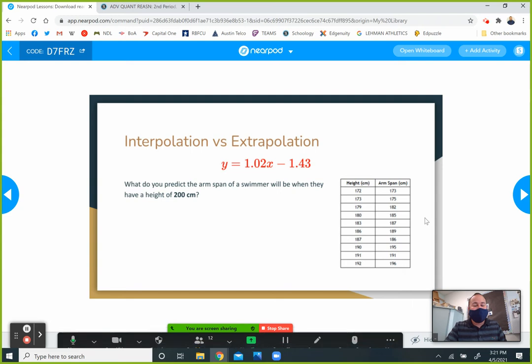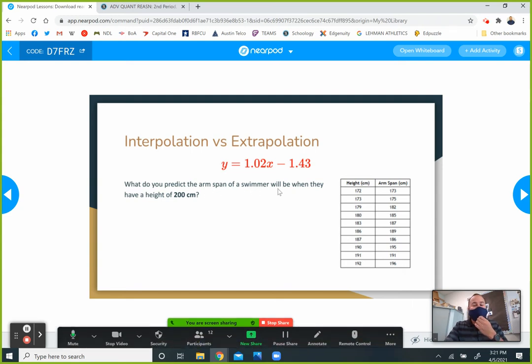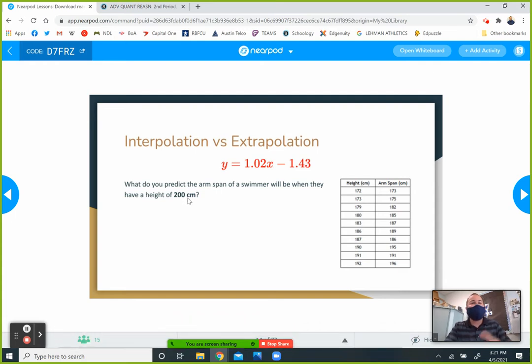Can you do the same thing? What do you predict the arm span of a swimmer will be when they have a height of 200 centimeters? Figure out that answer real quick. What are you going to do with that 200? Still going to plug it into x? Yeah, we're still going to plug it into x. So plug it in.